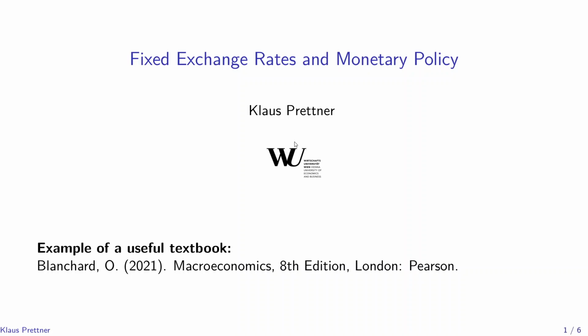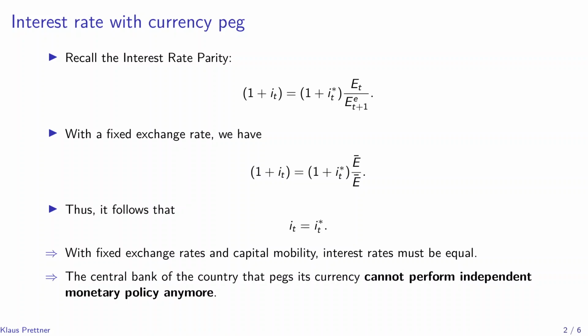Case of fixed exchange rates, and show that monetary policy is not independent anymore in such a situation. To do this, recall first the interest rate parity. With the interest rate parity, we had that 1 plus the interest rate at home must be equal to 1 plus the interest rate abroad, multiplied by the exchange rate at time t divided by the exchange rate at time t plus 1 that is expected at time t.